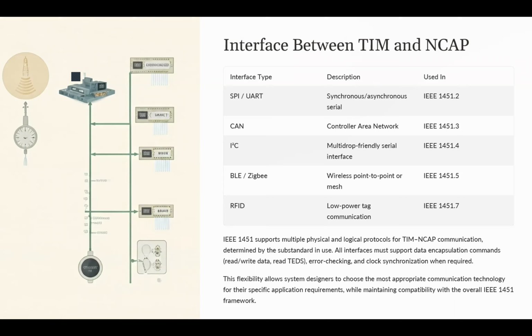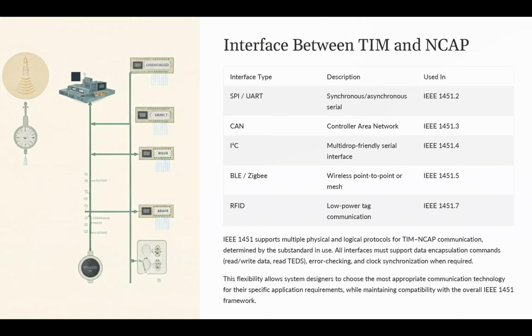Convert it from analog to digital, and then send it to the NCAP. And when we talk about the actuators, NCAP is going to send the commands to the TIM, which would convert the digital data to analog. If there is filtering or resolution or accuracy processing needed, the TIM would do that, and then it would send that processed analog signal to the actuators.